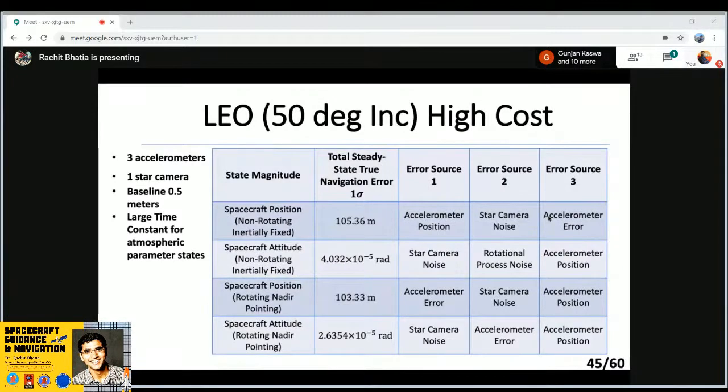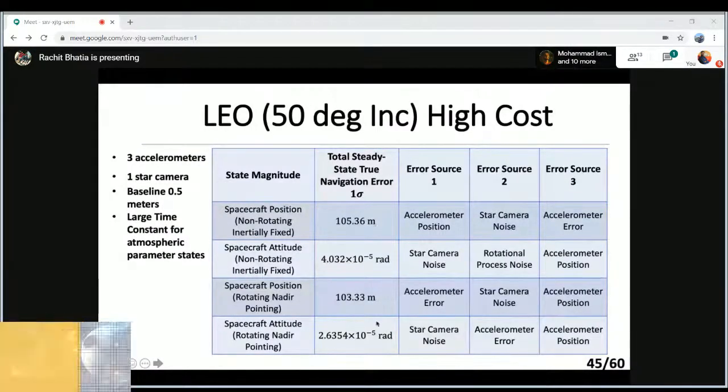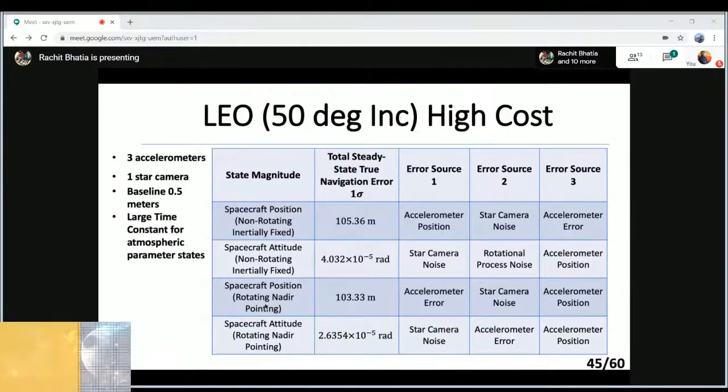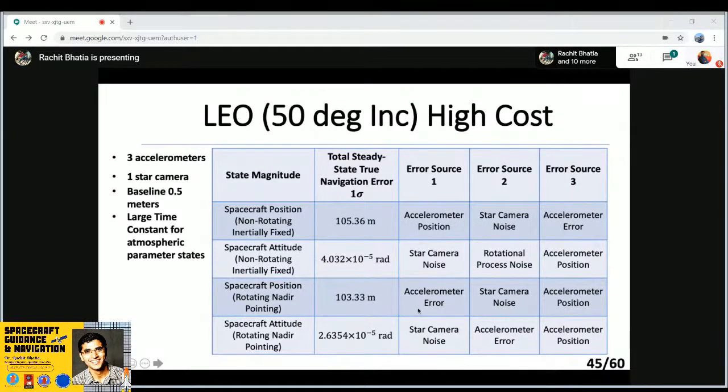I repeat these results for, as I said, non-rotating and rotating. We see that for rotating, it is improving. That was another interesting result, that rotating improves. This is rotating nadir pointing, but it is improving. That was interesting, and how the error sources are also changing. Instead of accelerometer position, now the accelerometer error is the top contribution.